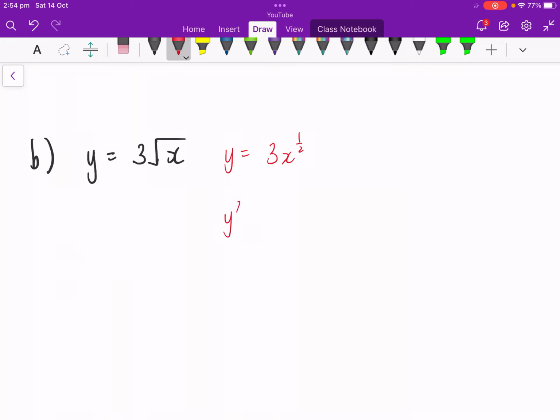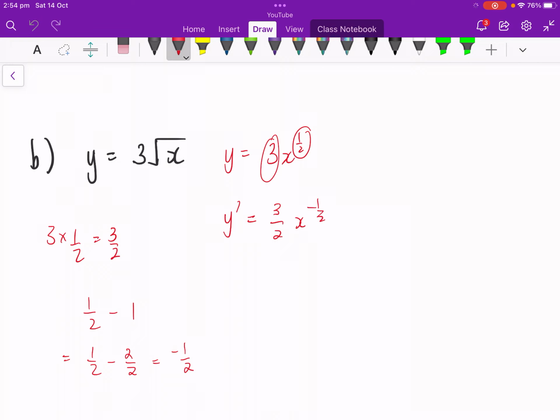So y prime is equal to 3 times a half. 3 times a half is 3/2 for those who are wondering. So 3/2 x. Now I'm going to take one away. Similar to before, we can rewrite this as a half take away 2/2, which is -1/2.